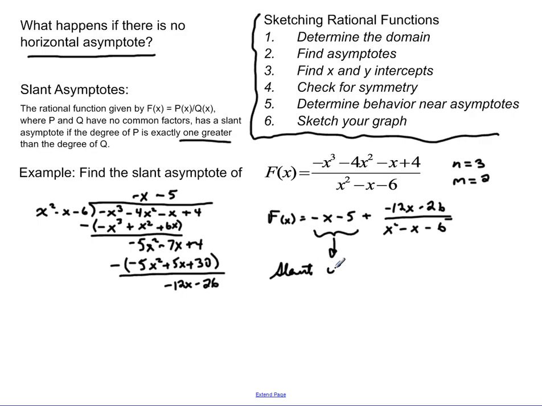And so our slant asymptote is in fact going to be the line y equals negative x minus 5. And so that's how we find it. We do a division, and our quotient turns out to be our slant asymptote as a result.